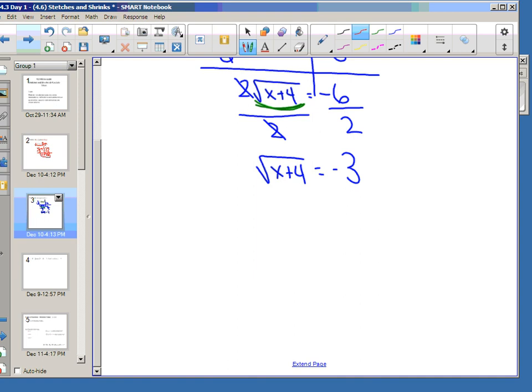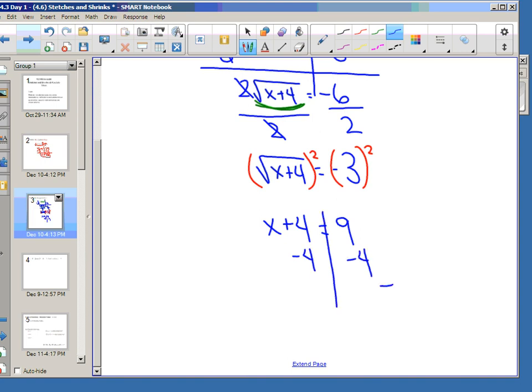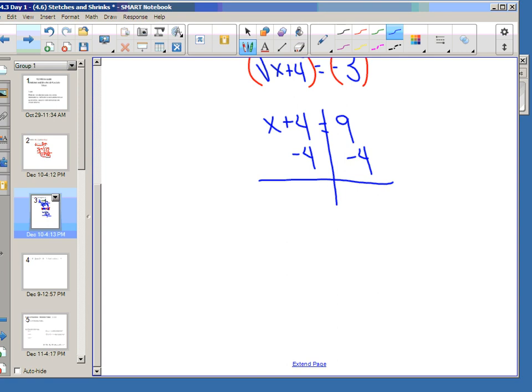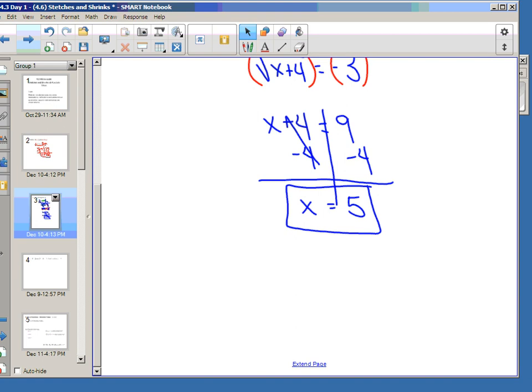Now from here is when we can do our squaring both sides. We need to cancel out that square root. So square root and square root will cancel out and leave us with just x plus 4. Negative 3 squared is negative 3 times negative 3, which is positive 9. And to solve for x here, we can subtract 4 on both sides. And we get x by itself here, and 9 minus 4 is 5. Okay?